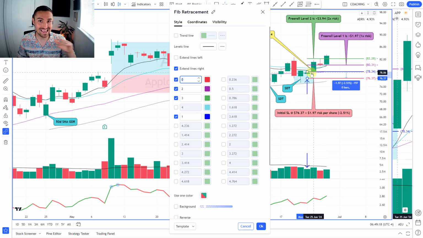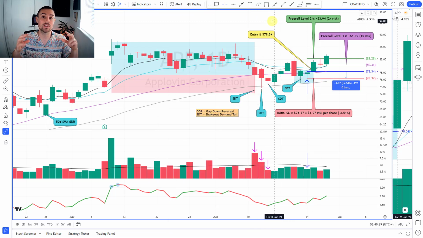1 is going to be my entry level. 2 is going to be 1 times where the stop loss is. 3 is going to be 2 times where the stop loss is. So let's start talking about that. And I'm going to show you risk mitigation, and then I'm going to show you active risk mitigation. Are you ready to go down the Alice in Wonderland rabbit hole?